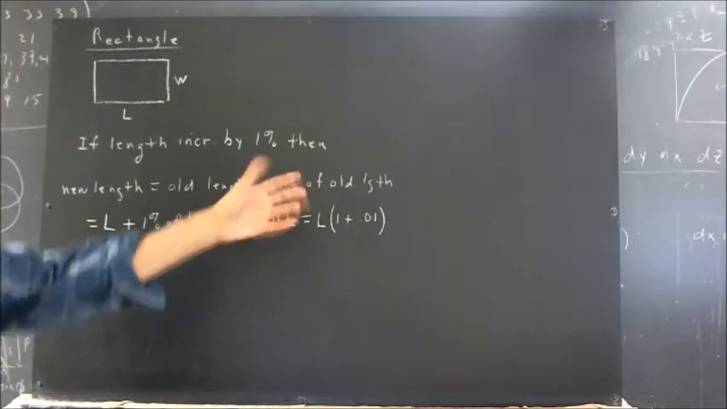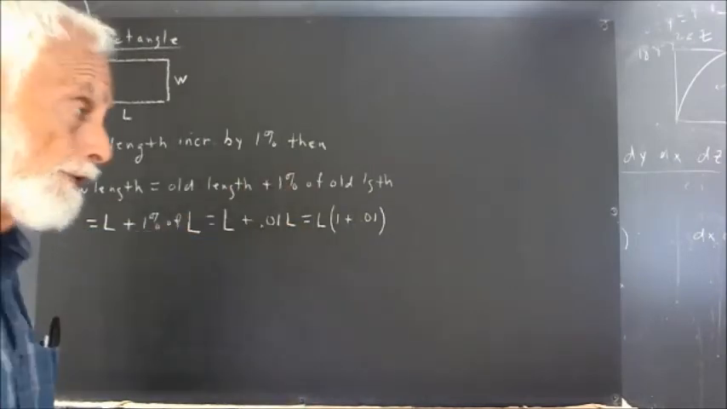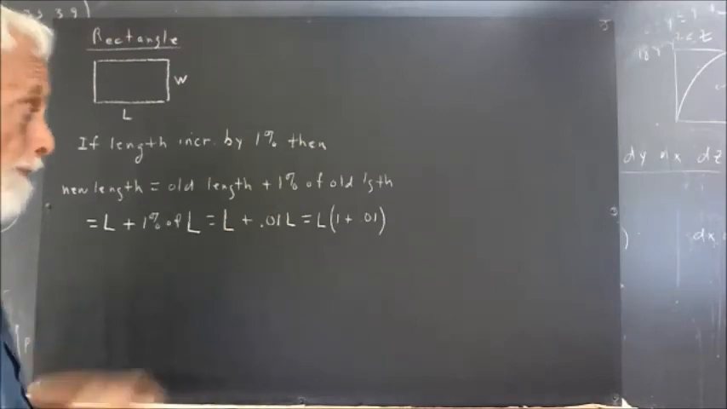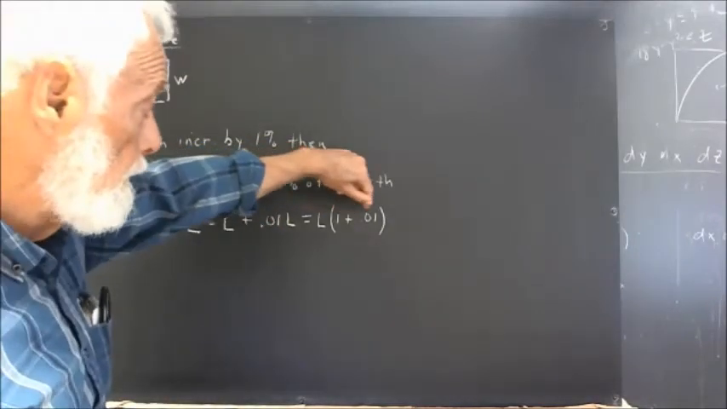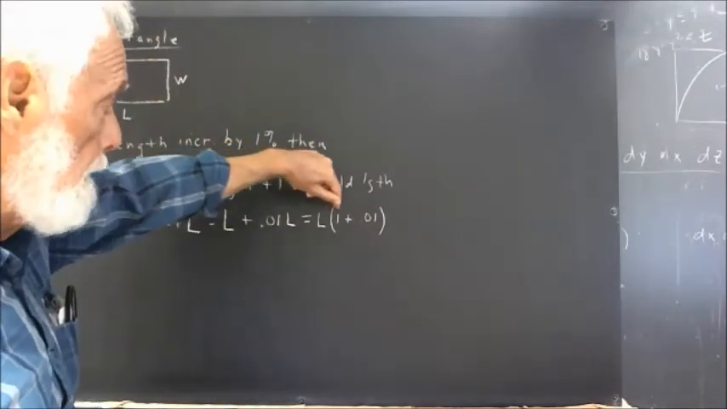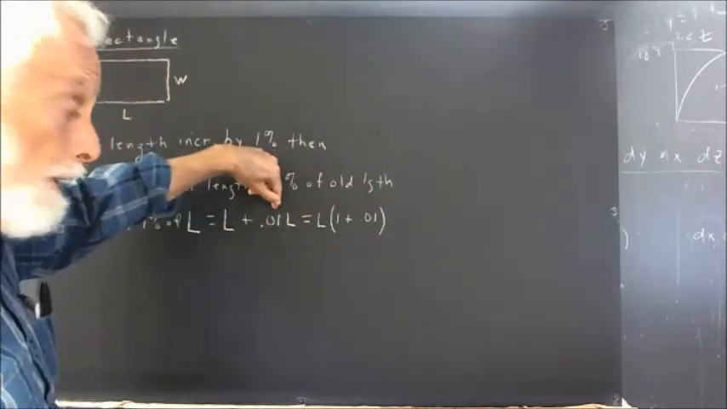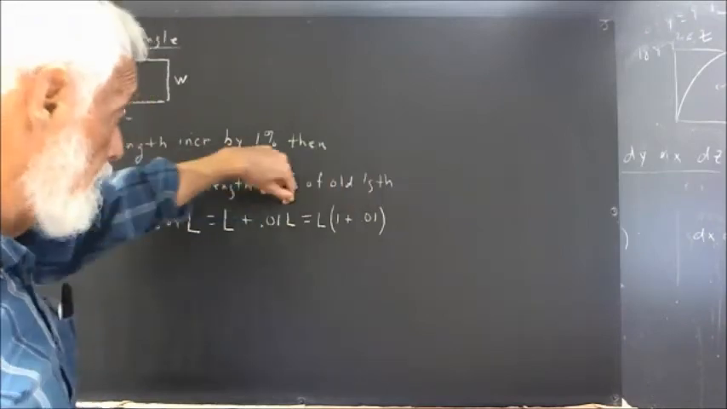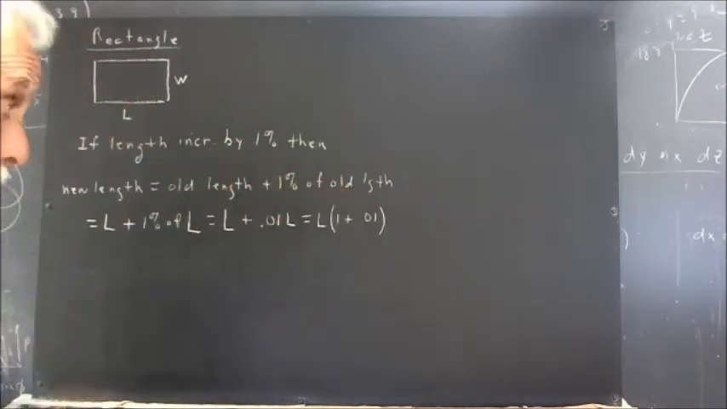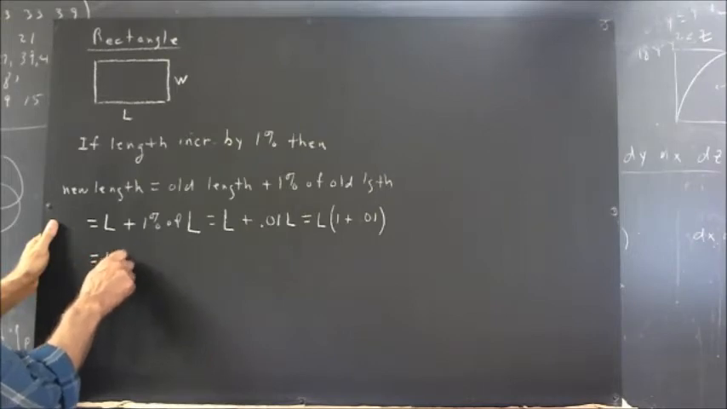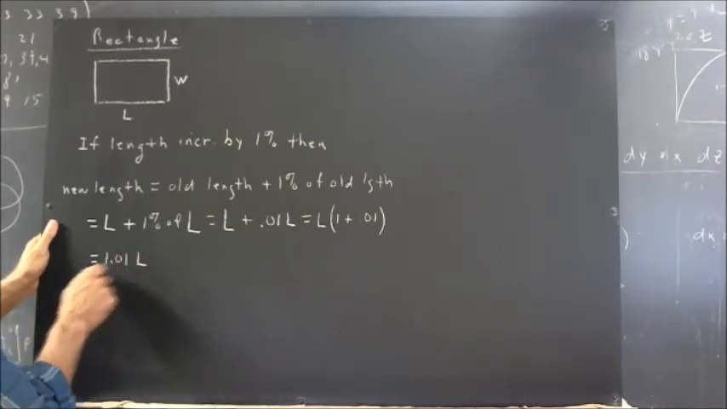okay, and we know that this factoring is correct because anytime we factor, we check ourselves. We multiply L by 1 plus 0.01. L times 1 is L, and L times 0.01 is 0.01 L. So this gives us this, and factoring is just using the distributive law backwards, so that works. And of course then, that equals 1.01 L.